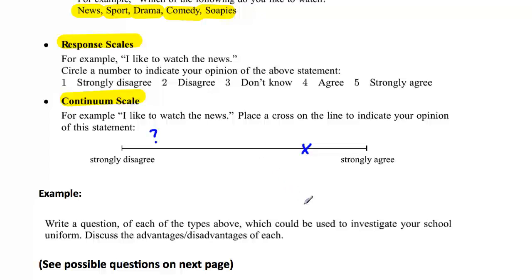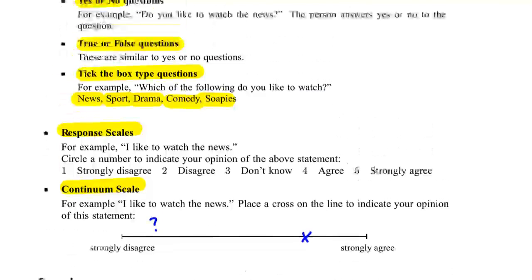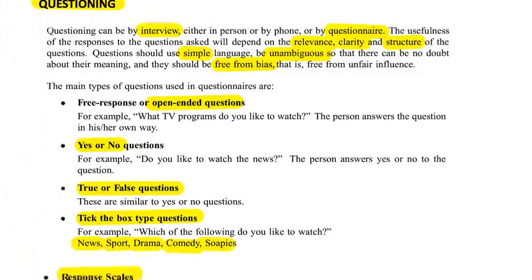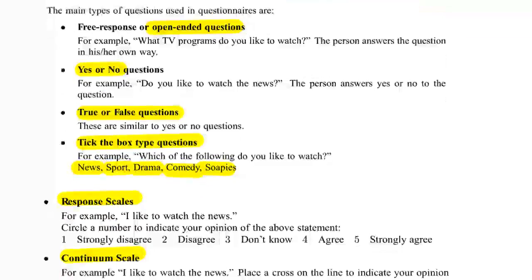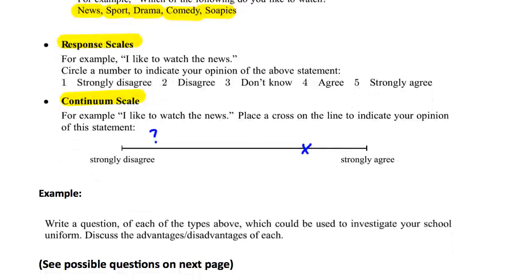This is a very important thing to do, and it's investigating school uniform and talking about advantages and disadvantages of each. So go through and see if you can use these and just write one question for each of these main types, and then we'll have a look at some possibilities, and in class we'll discuss these together. So pause the video now, and I'll move on to the next section.